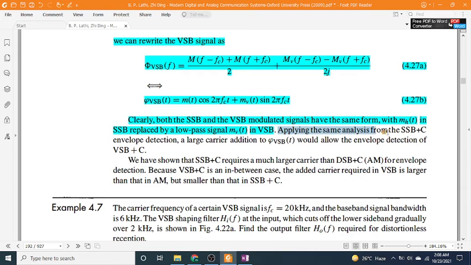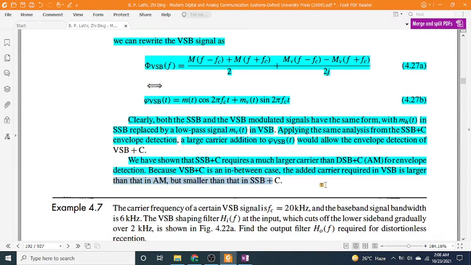Applying the same analysis from SSB+C envelope detection, a large carrier addition to VSB+C: we have shown that SSB+C requires a much larger carrier than DSB+C (AM) for envelope detection. Because VSB+C is an in-between case, the added carrier required in VSB is larger than that in AM, but smaller than that in SSB+C.